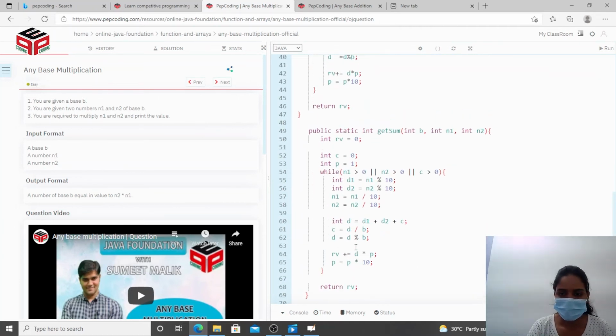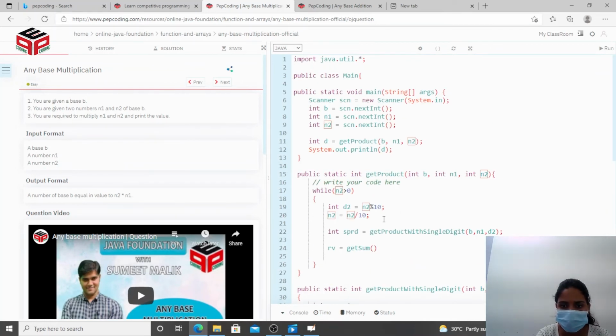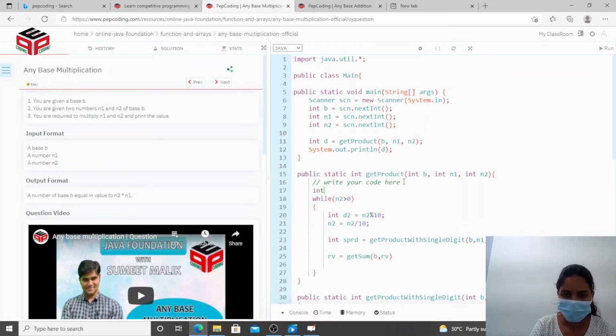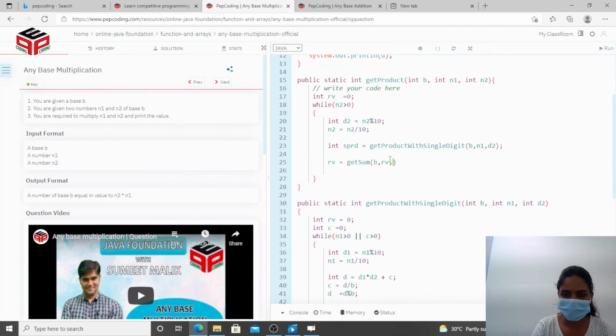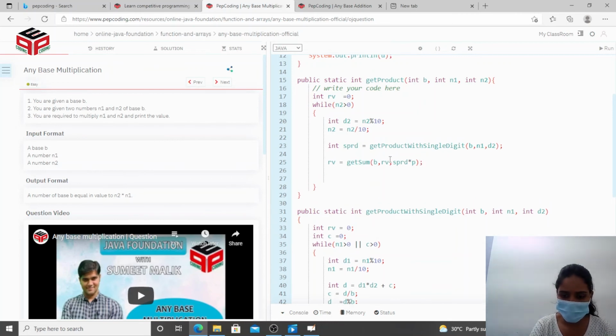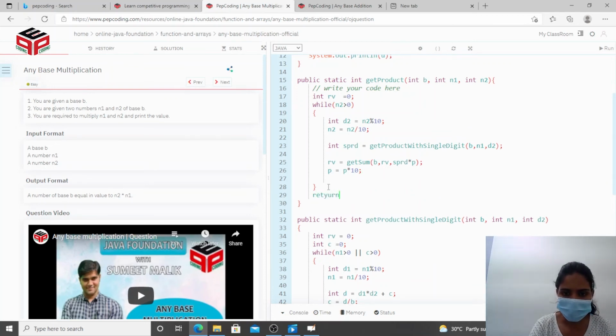What do I have to pass in it? I have to pass a base value, an n1 and an n2. The base will be the same. What will be the n1? The rv will be the element because rv is initially 0. Int rv equals to 0. And what will be the n2? sprd into p. Why am I writing p? Let me tell you. P into 10. And after this, I have to return our rv. Return rv.